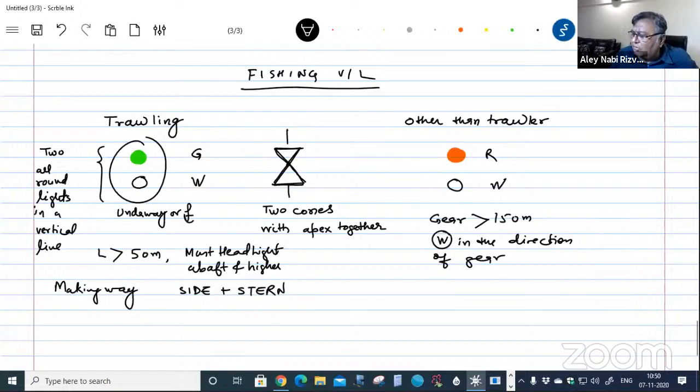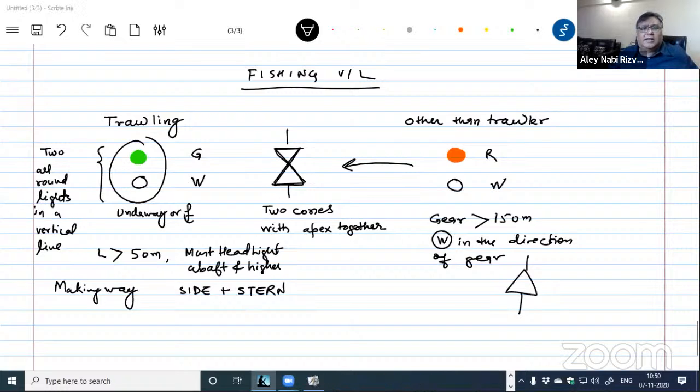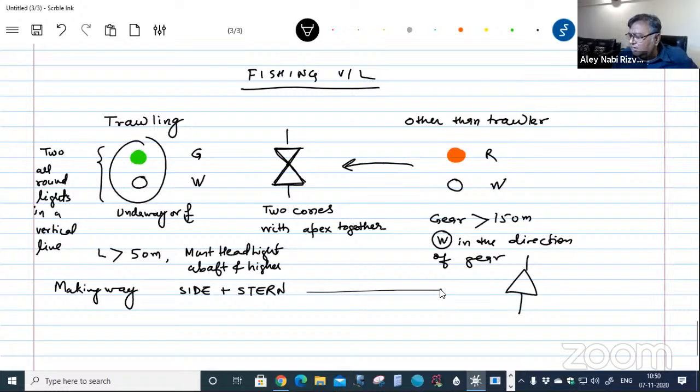And of course, the cones with apex together is fine. Because of the gear, there is one cone with apex upward. And once it starts making way, same way. If it is making way, you will have side lights plus stern lights.